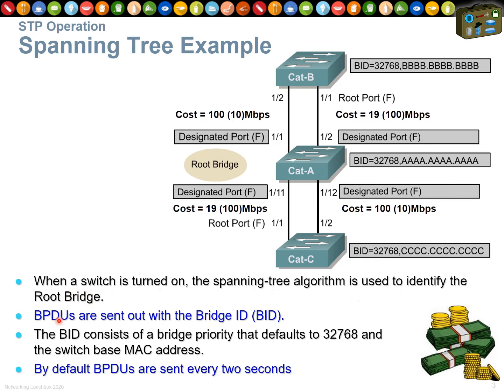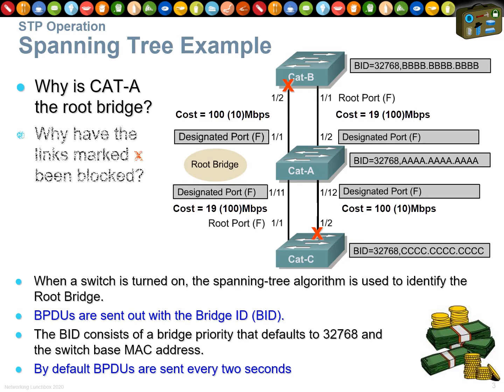So when a switch is turned on, it needs to identify the root bridge. BPDUs are sent out with the bridge identifier. By default, 32,768 is just glued onto the front of the base MAC address to give us the bridge ID. So switch A is the root bridge because it has the lowest MAC address, or the lowest bridge identifier. AAA is lower than B and C.